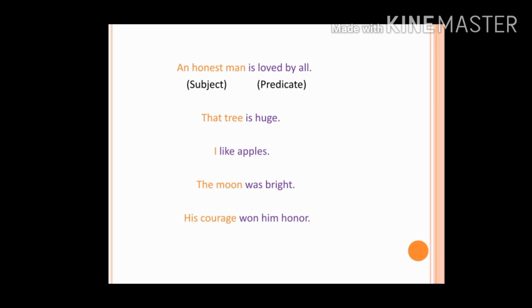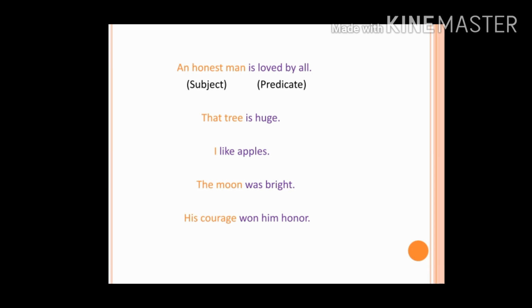I like apples. I is the subject and like apples is the predicate. The verb is "like". Here also you can see I is the subject, only one subject and one verb. So it is a simple sentence. The moon was bright. The moon is the subject. Was bright is the predicate and the verb is "was". Here also one subject and one verb, so it is a simple sentence.